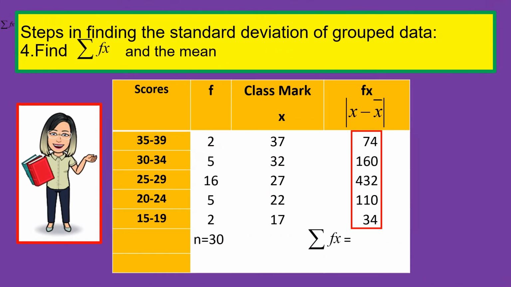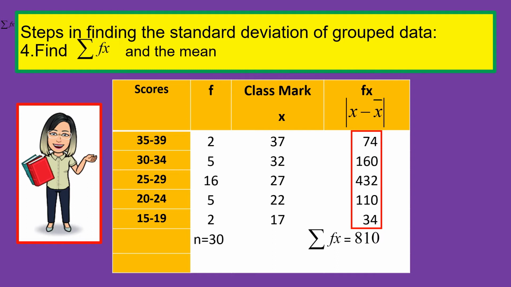We are in step 4. We need to find summation of fx and the mean. So we will find the sum of 74 plus 160 plus 432 plus 110 plus 34. And the sum is 810. So summation of fx equals 810.